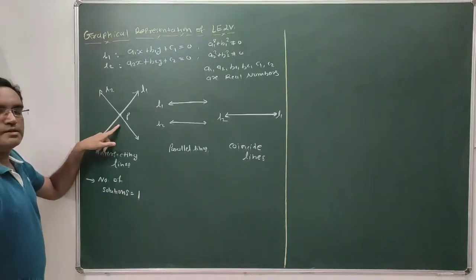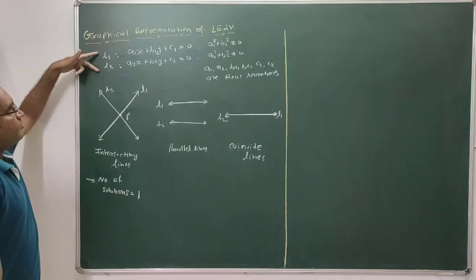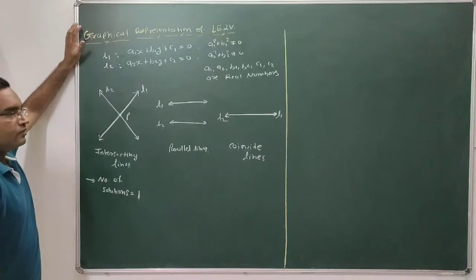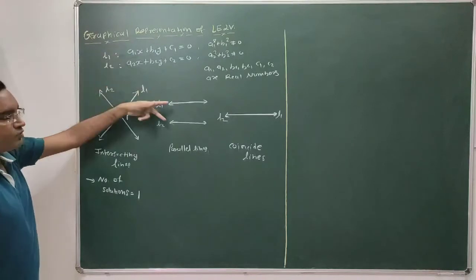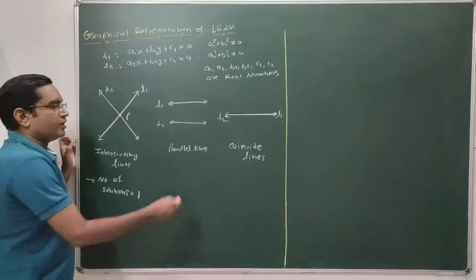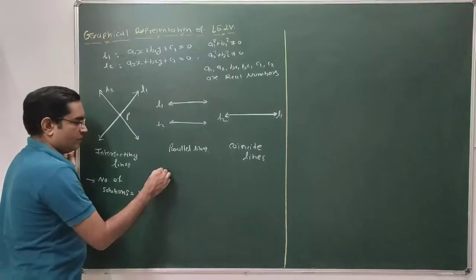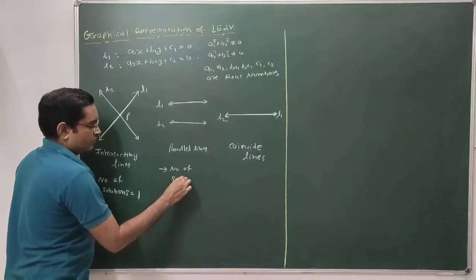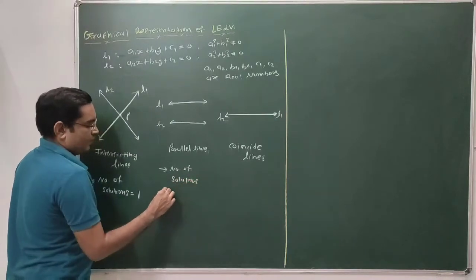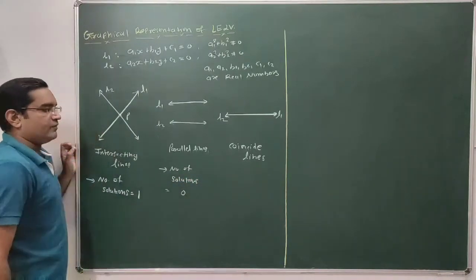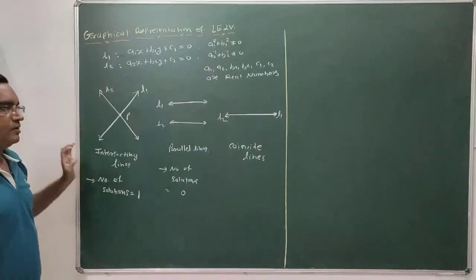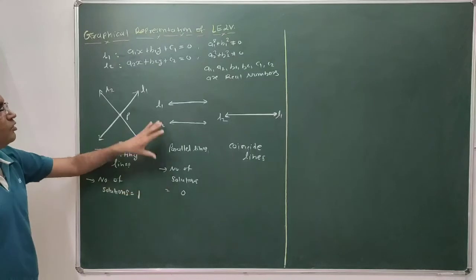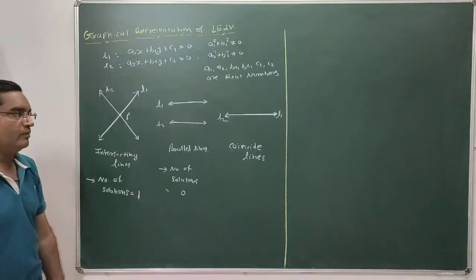Only one solution is there for a pair of linear equations whose graph is intersecting lines. For example, if you have a pair of linear equations whose graph is two parallel lines, no common point is there. So the number of solutions for a pair of linear equations whose graph is two parallel lines is 0. So here we can say there is no solution of this pair of linear equations in two variables.